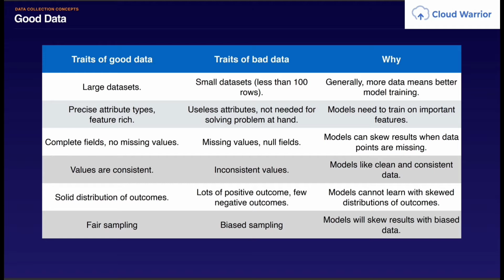And finally, we want to find data that has a fair sampling or data that is collected in a general sense. And this is because models will skew results with biased data.